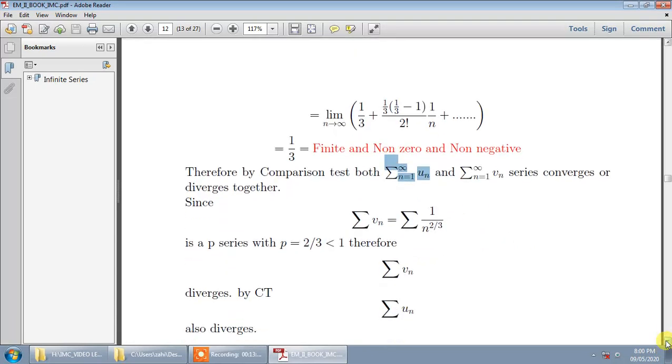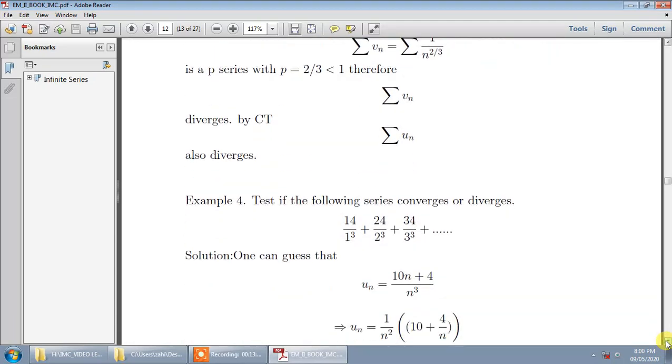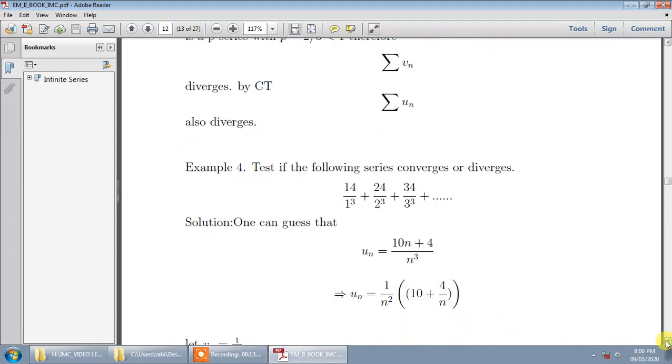Okay, next problem, fourth problem. Now we have not been given the series in compact form. We have been given the series in actual form. Actual form means term by term. So first term, second term, third term, and so on. Now let us guess the nth term of this series.